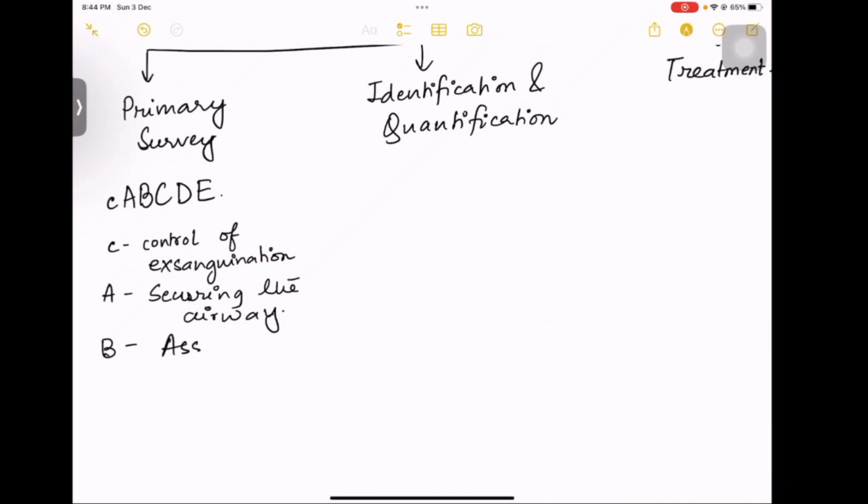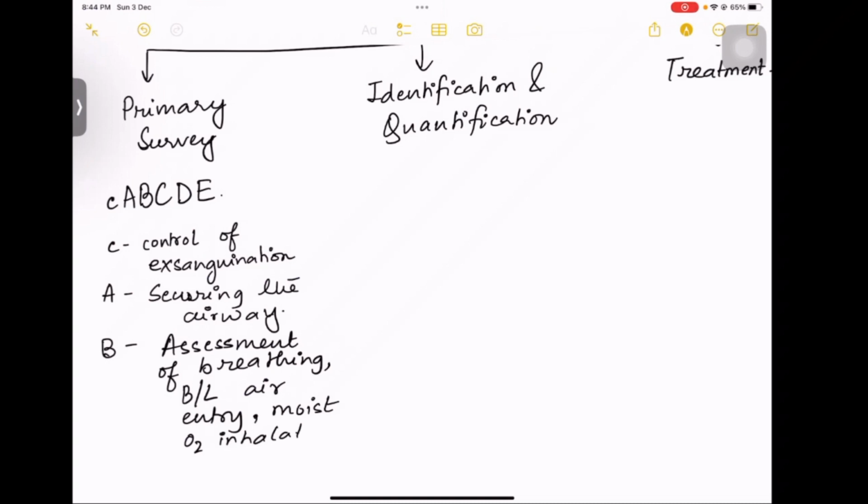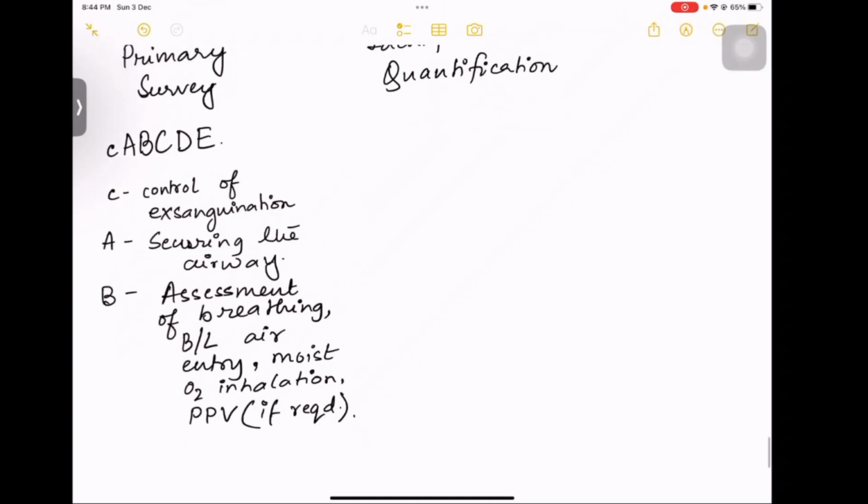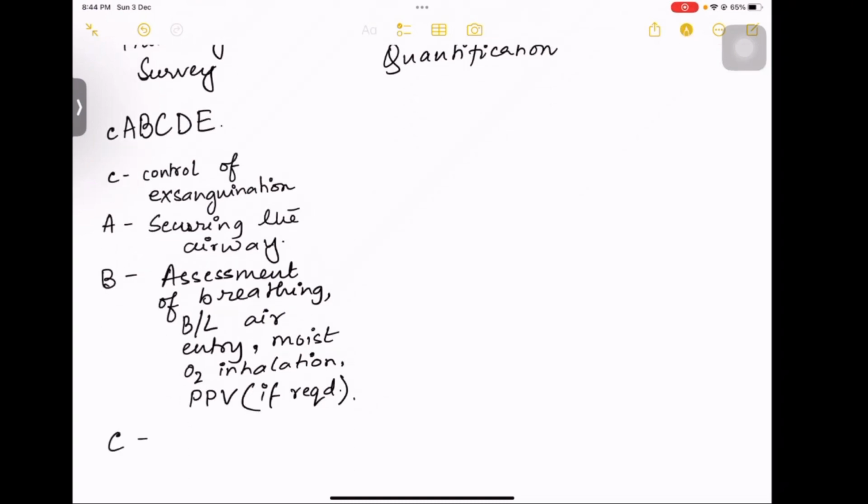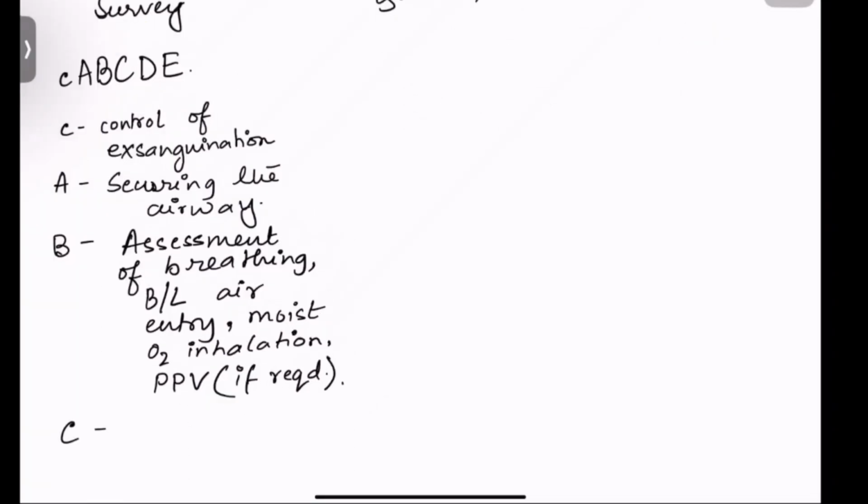You have to see whether the position of the airway is in the correct place and you have to clean it from all the secretions. B, that is breathing. Assessment of breathing is done by checking whether the bilateral air entries are proper or not. And you have to give moist supplemental oxygen to assure proper breathing. And you can also give positive pressure ventilation if required.